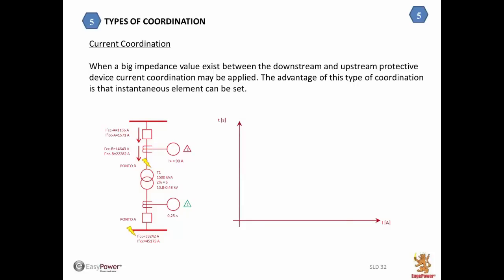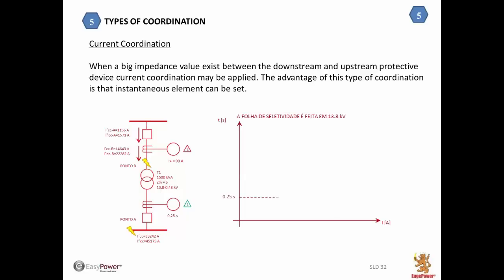Okay, so the problem is that when we have this big difference, and this big difference is caused by the transformer impedance, we can set the instantaneous element as a second element on the primary of the transformer. Normally, when the transformer has a big impedance, we can use this current coordination.